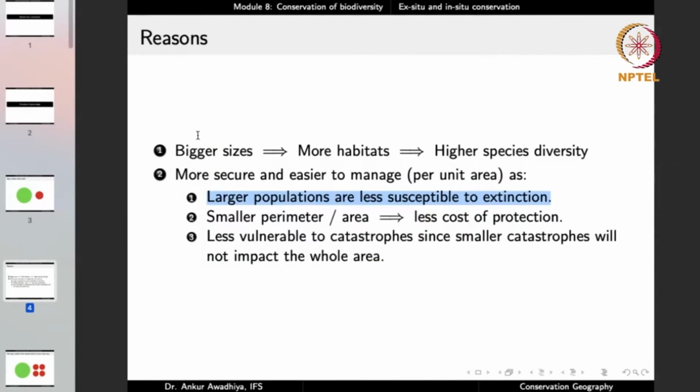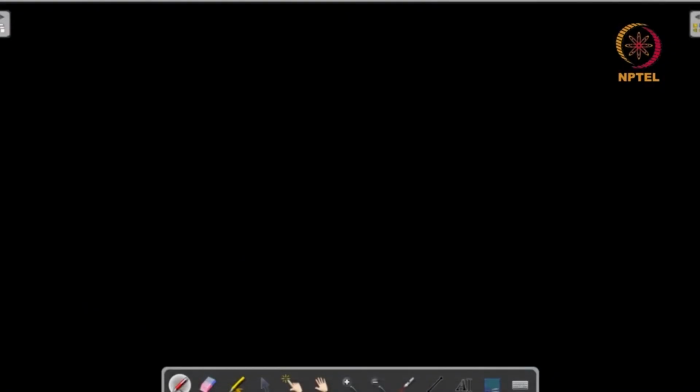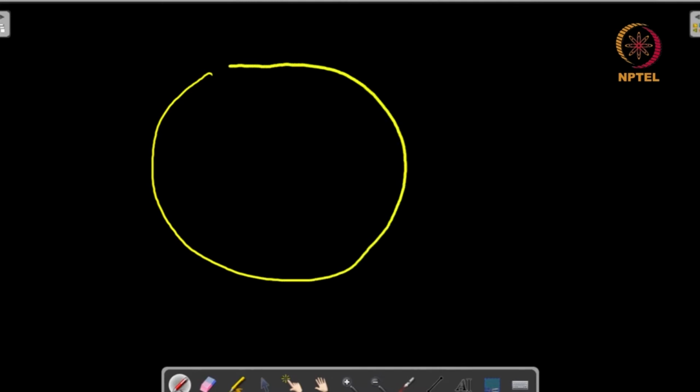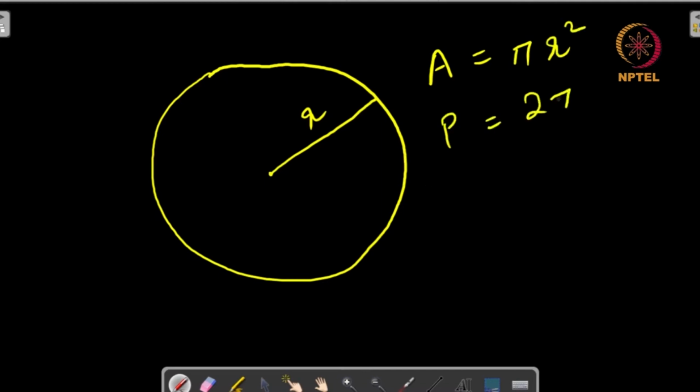At the same time, if you have larger size reserves, then you typically have a smaller perimeter per unit area. Now, this would make for a less cost of protection. Now, this is so because if we consider, say, a circular reserve with a radius of r. Now, in this case, the area is given by pi r square and the perimeter is given by 2 pi r.